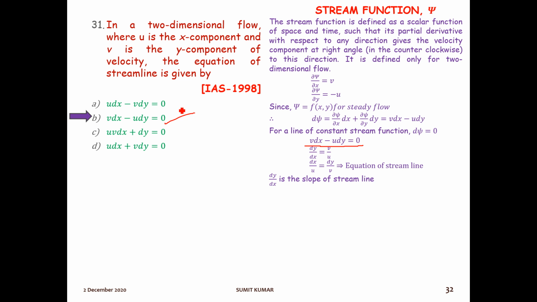When we discussed what a stream function is, a stream function is defined such that its partial derivative with respect to any direction gives the velocity component at right angle in the anti-clockwise direction.